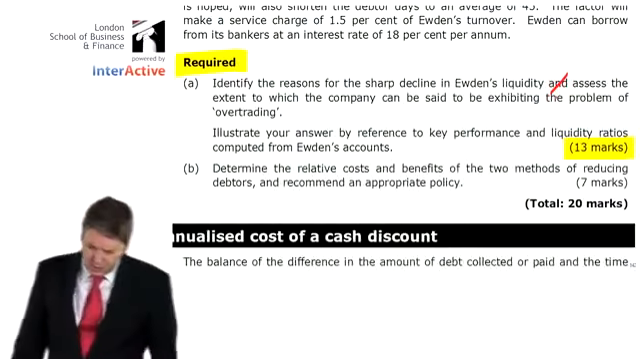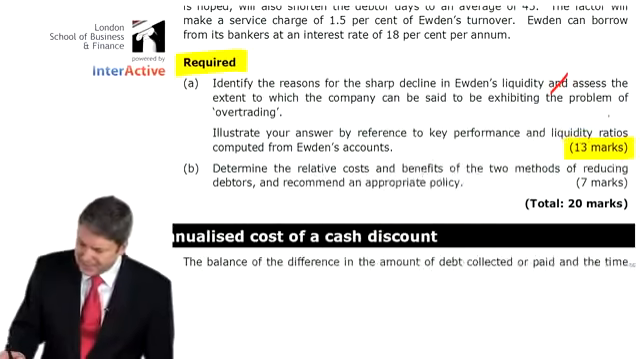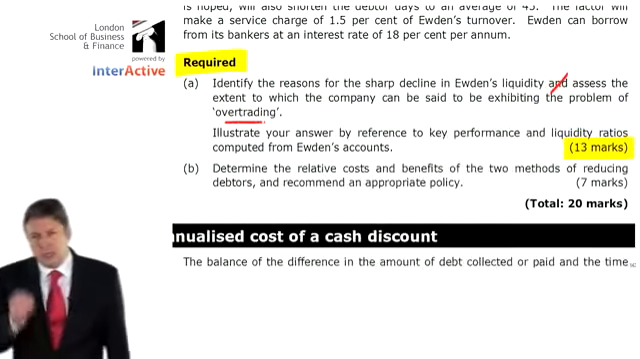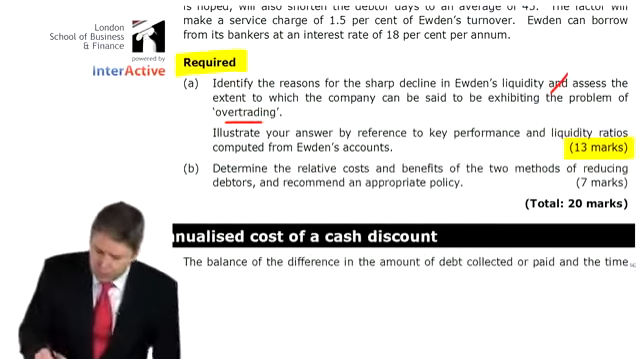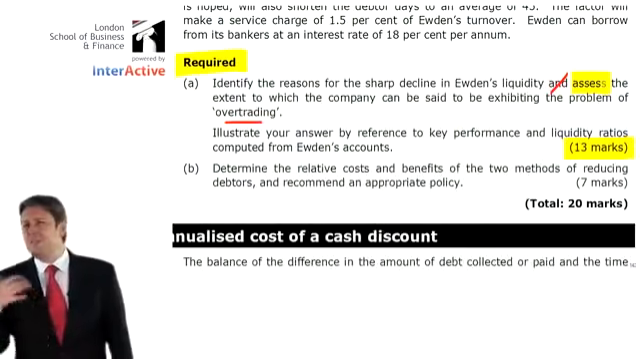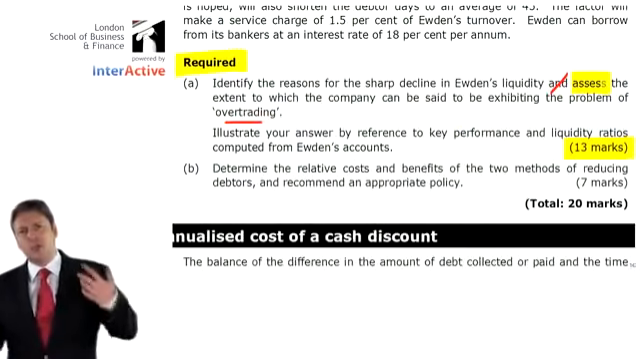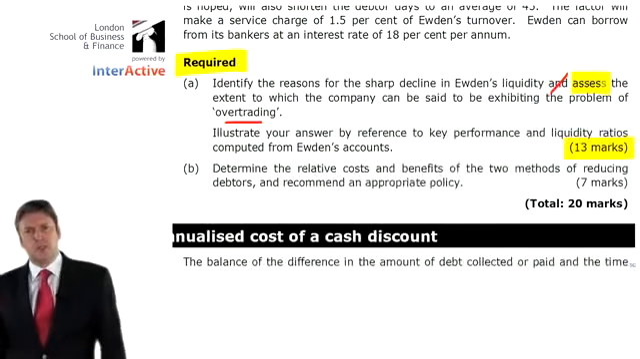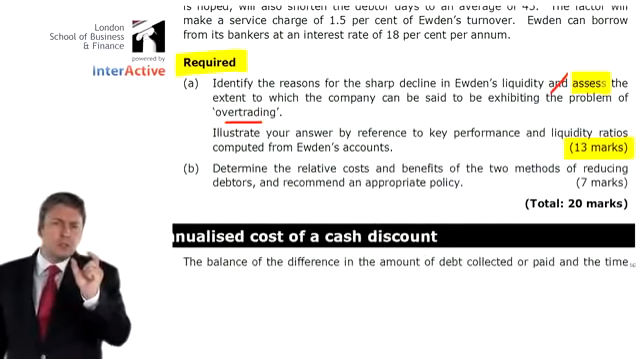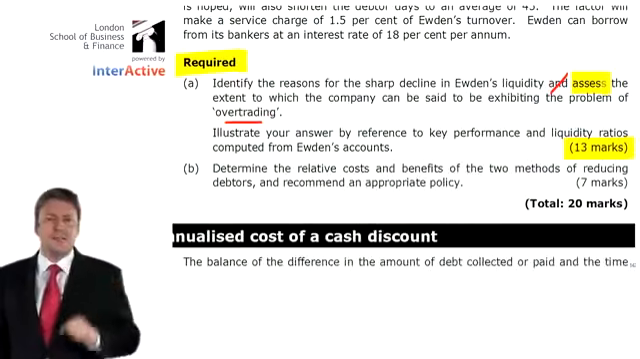The second one is assess the extent to which the company can be said to be exhibiting the problem of overtrading. Interesting this. If you look at the requirement, it says assess. I suppose that means measure, doesn't it? So we want to decide, are we overtrading or not? So, of course, these two questions are linked.